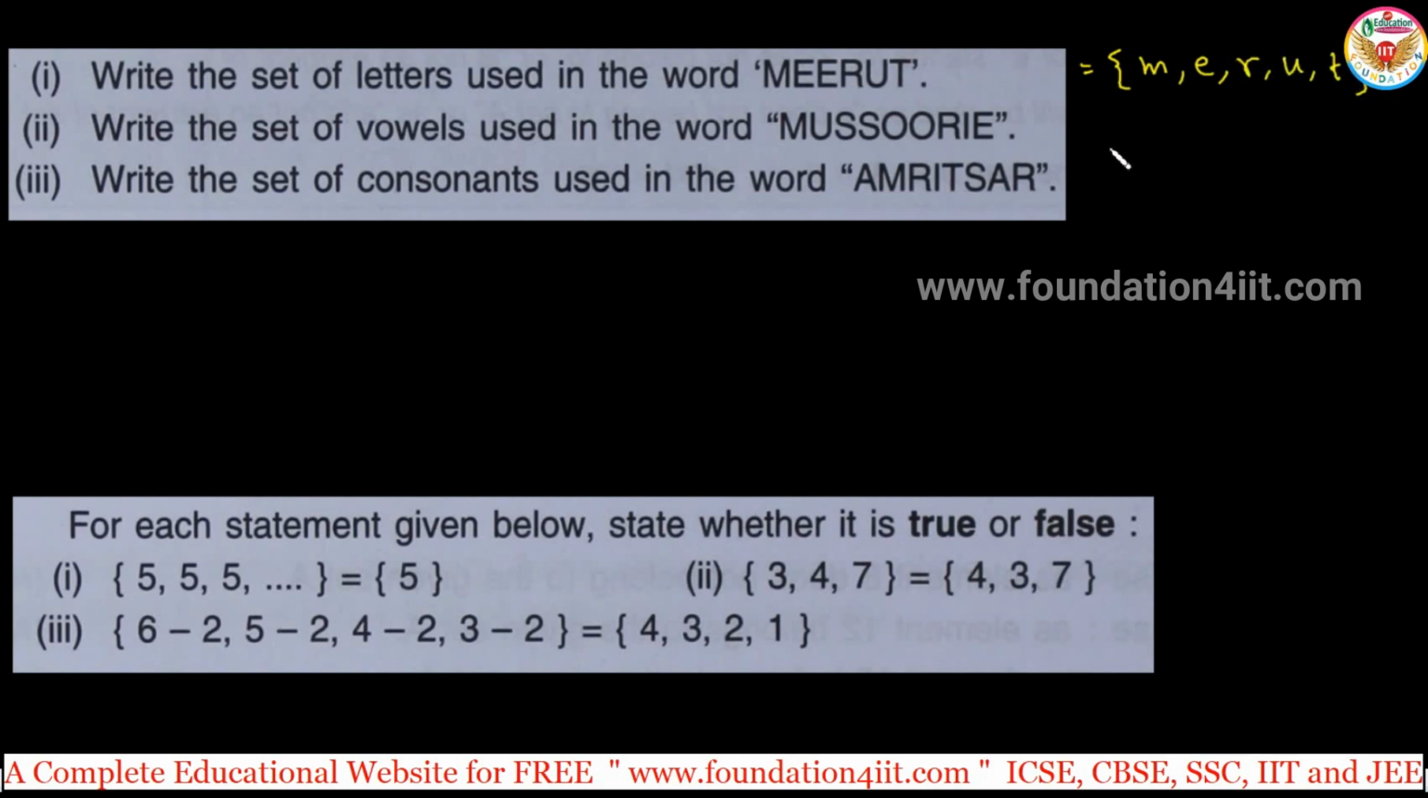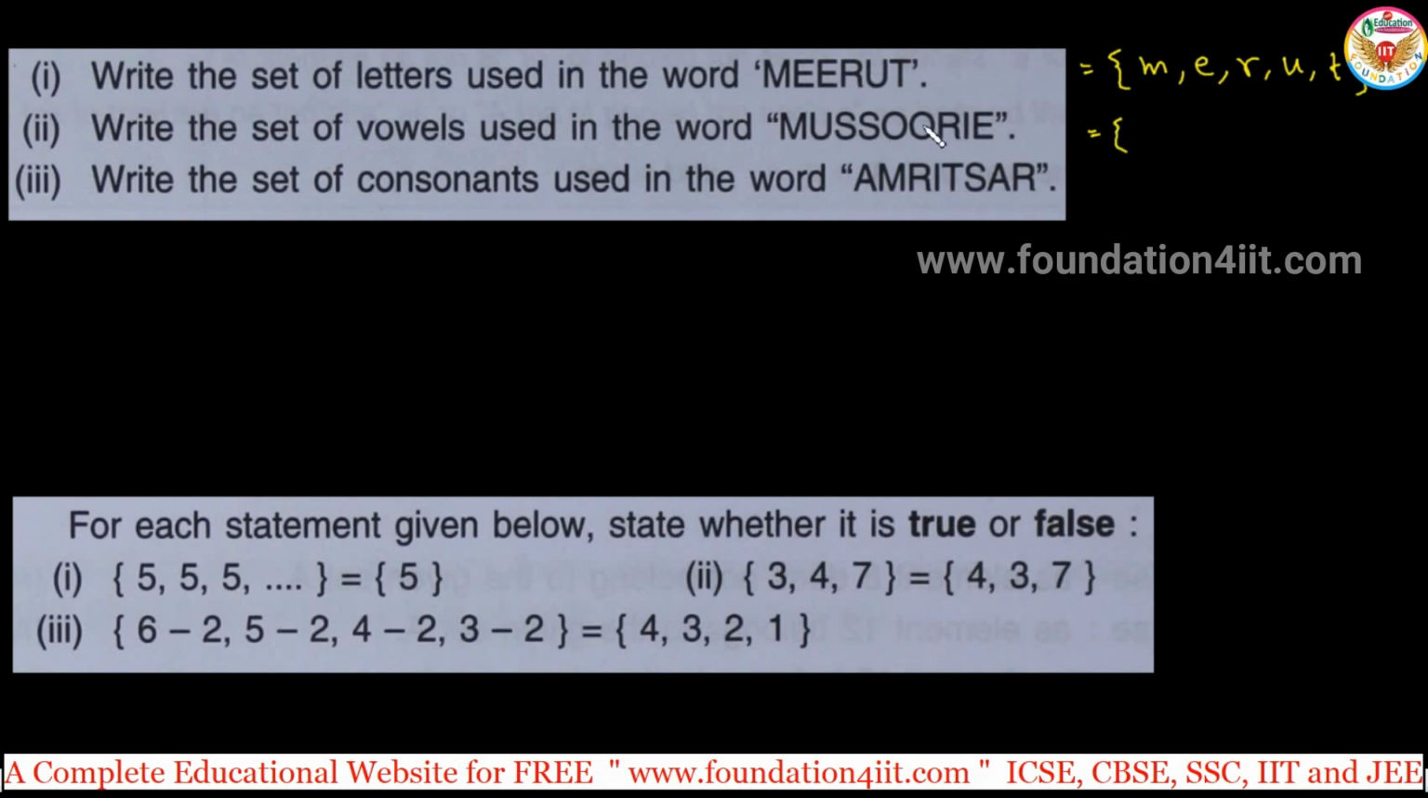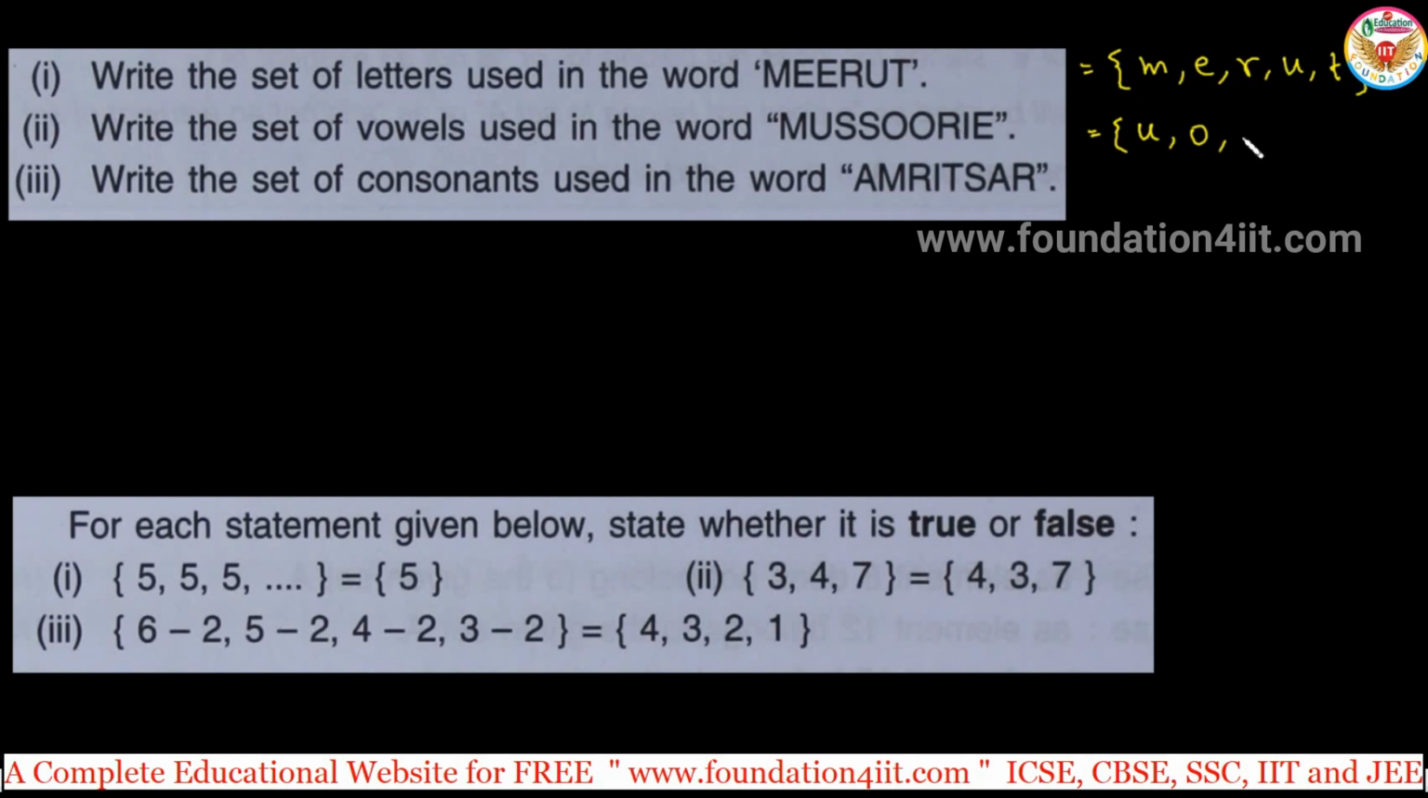That's all. Next, write the set of vowels used in the word. They asked for the set of vowels. So the word is Mussoorie: M, U, S, S, O, O, R, I, E. From this word, only write the vowels. So U is there at the start. Next, O is two times, but write only one time. Next I and E. Among A, E, I, O, U, only U, O, I, E are there.